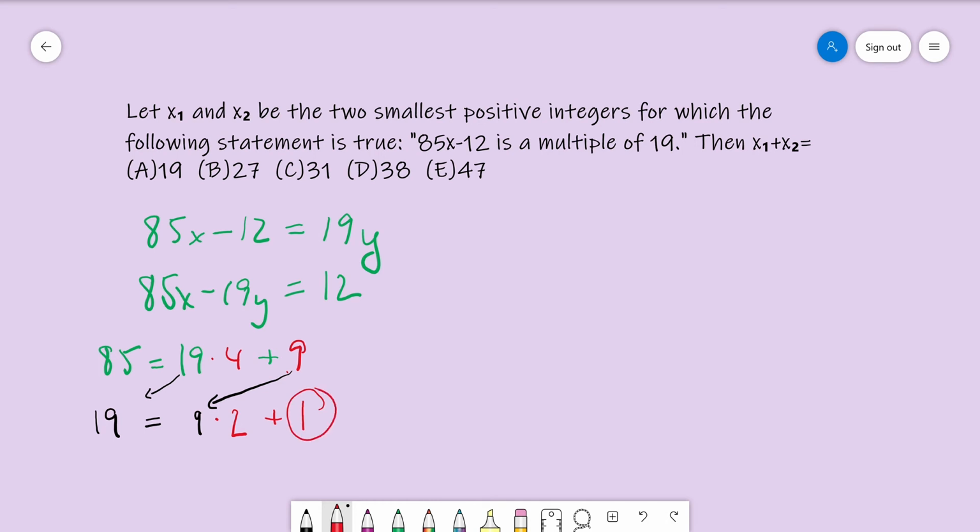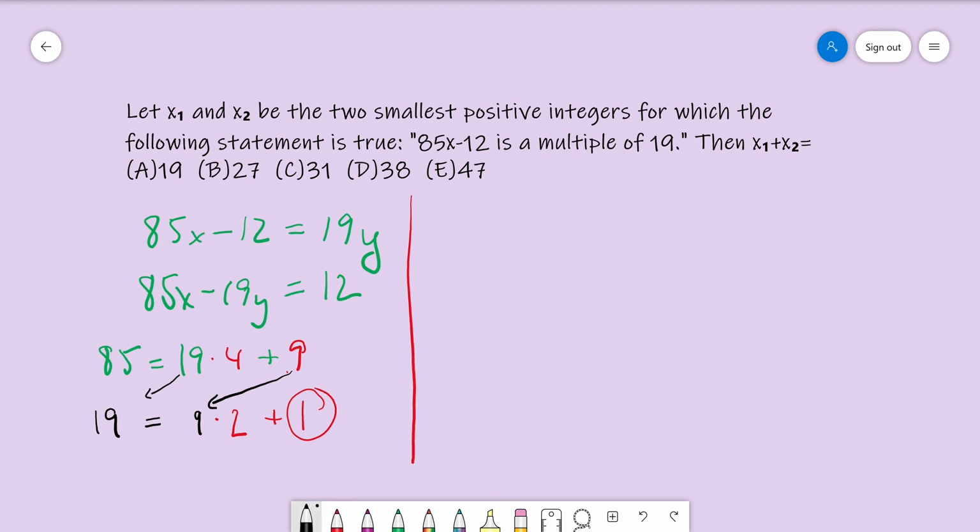So now we can use this backwards to write the solution to the equation 85x minus 19y equals 1, which from that we can find the solution to 85x minus 19y equals 12.